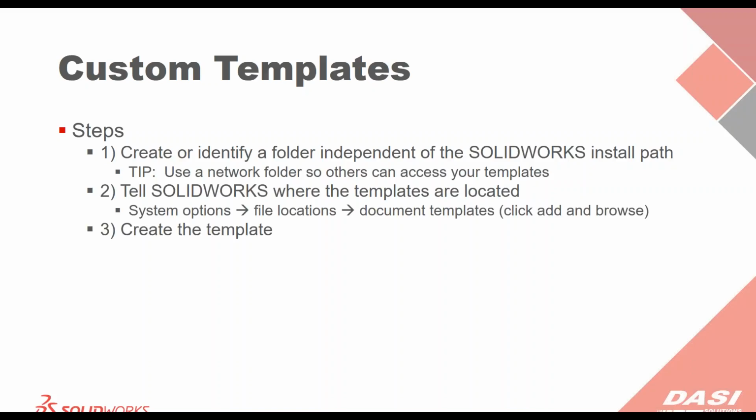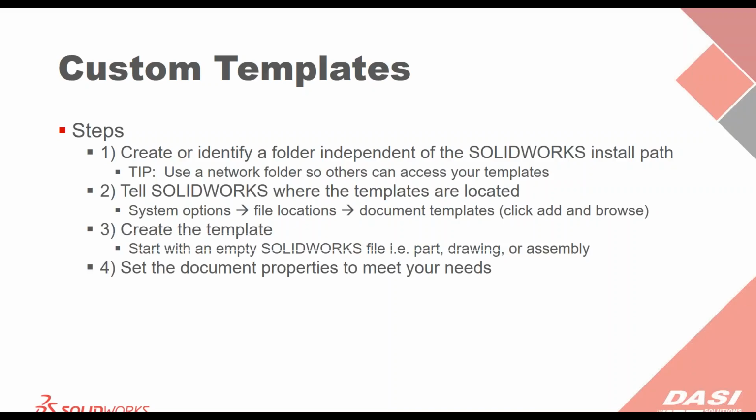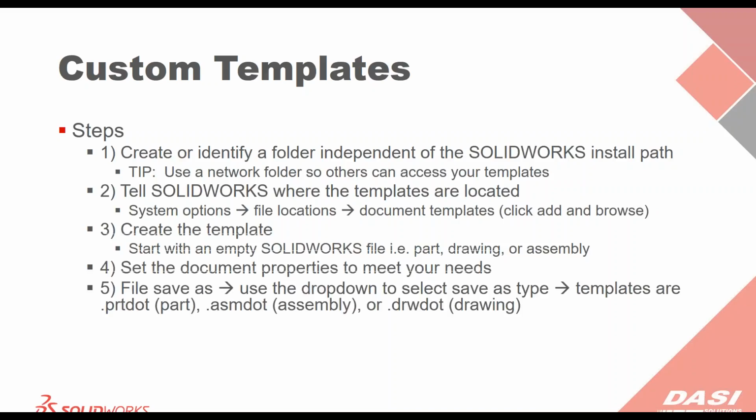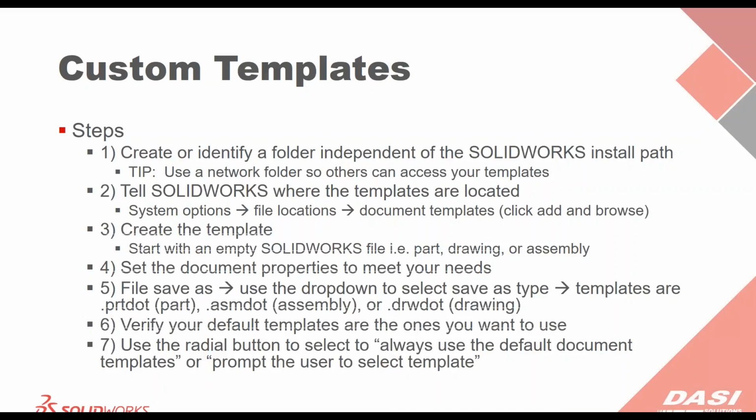Next step, open up a default template and create a new template. Make the changes you want. Start with an empty file, part, drawing or assembly. Start making your changes. Set the document properties to meet your needs. Then do a file save as. Use the drop down to save as type. All templates for a part are .prt, .asm for assembly, or .drw for a drawing. And then verify your default templates are the ones you want to use. Use the button to select always use default doc template or prompt the user to select their own template.